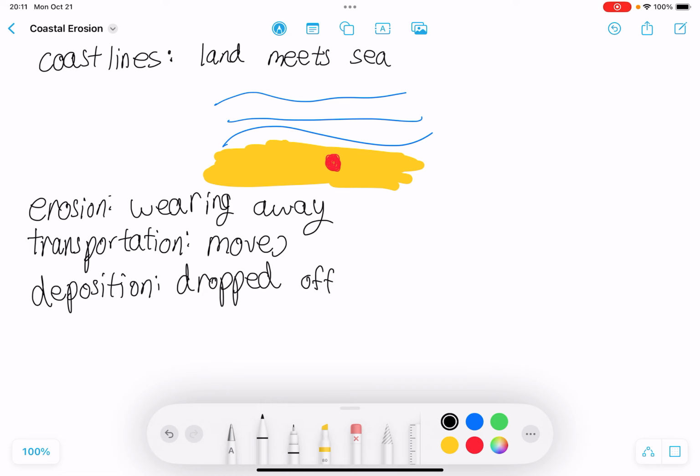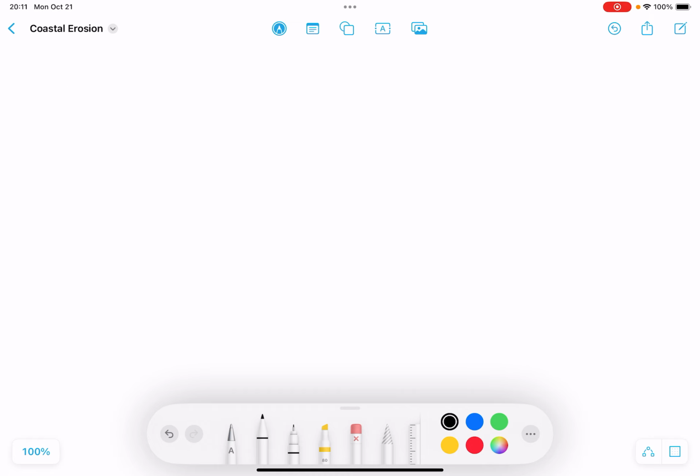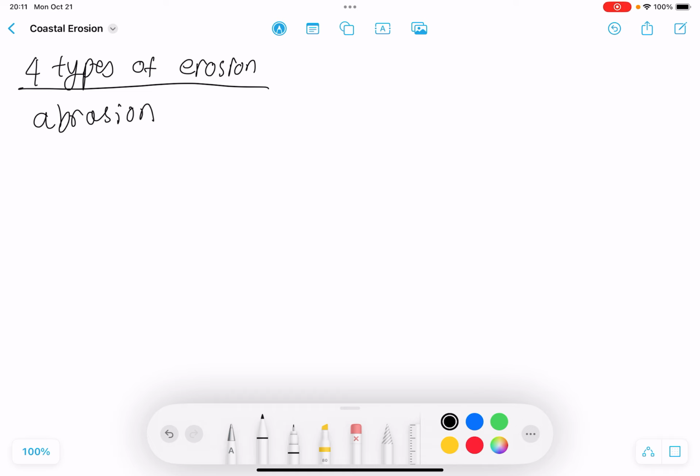So there's 4 types of erosion. The first type is abrasion. Abrasion is basically when the rocks are thrown into the cliffs by the waves. So the coastline is broken down by itself. The most common example would be the cliff example, right?